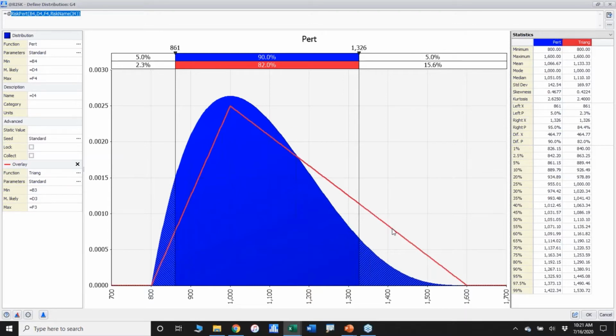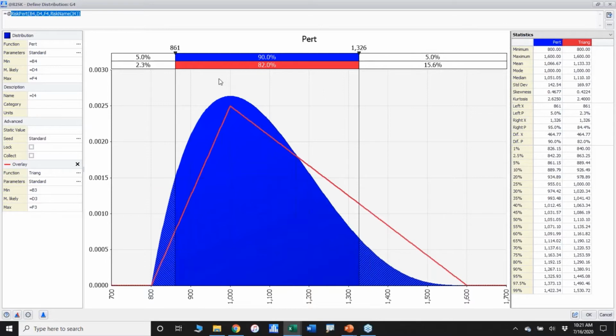Okay, the red has more probability in the upper tail, but less probability around the most likely. So the blue got its probability from what it isn't applying out here in this upper tail. They both have to have an area of total probability of 1.0. So there's another kind of interpretation that goes along with that.